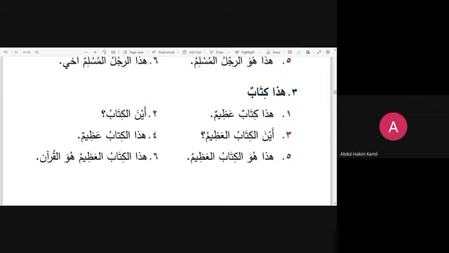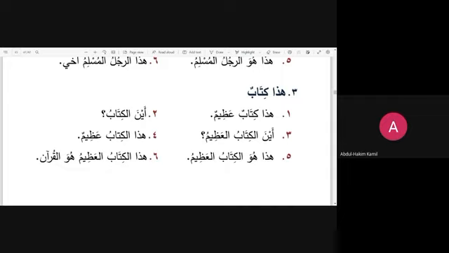Look where it says number 3, not number 1, number 3. Now, this is a book. هذا كتاب. This is a book. هذا كتاب. Type number 1, where it says number 1 in section 3.